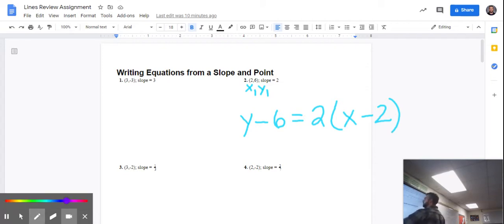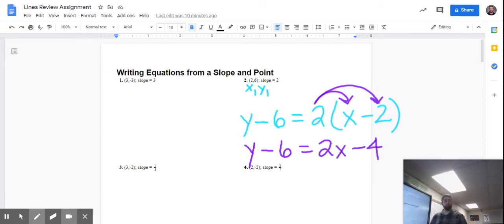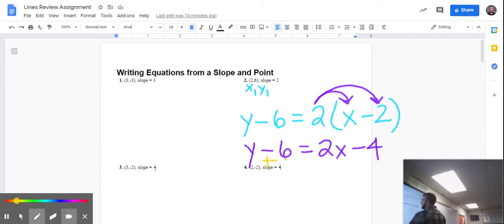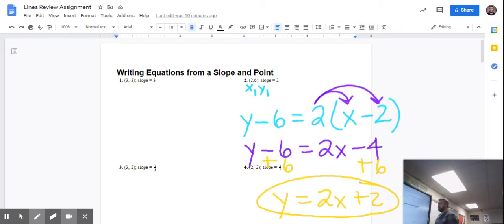So what we're going to do is start by distributing the 2, and I get y minus 6 is equal to 2x minus 4. Again, super close to slope-intercept form, but I still have that minus 6 on the left side. So I need to move that over by adding 6 to both sides, and I'm left with y equals 2x plus 2. This is in slope-intercept form. Again, point slope form is in light blue, slope-intercept form is in yellow.